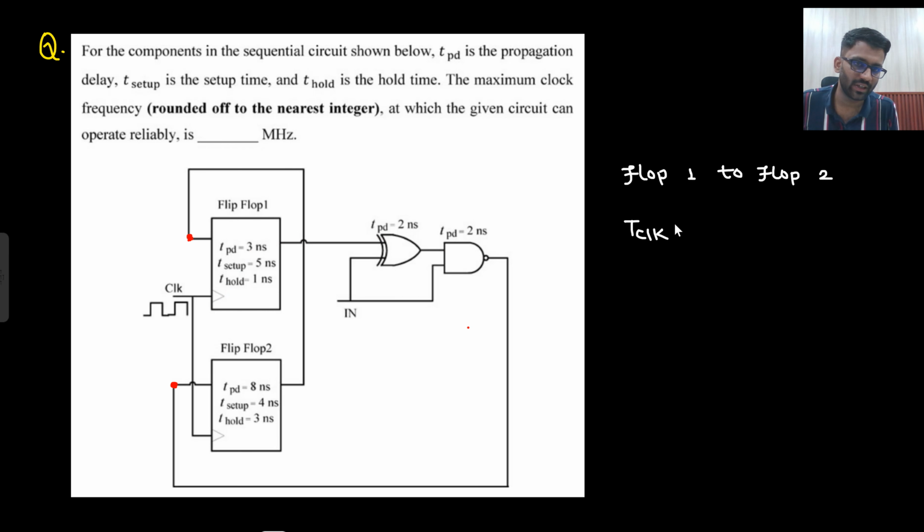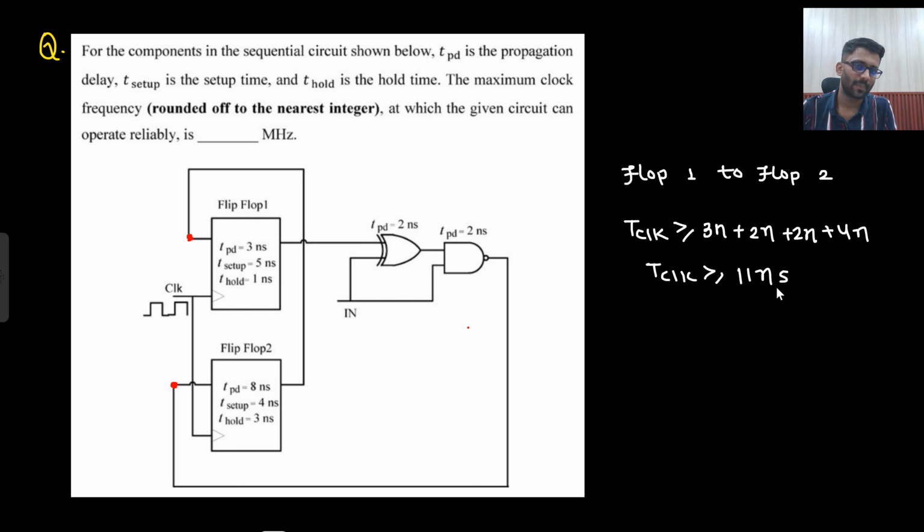So T clock should be greater than or equals to 3 nanosecond plus 2 nanosecond plus 2 nanosecond. We have reached till here. Now my data is constant. I need 4 nanosecond window more. So my T clock should be greater than or equals to 5, 7, 11 nanosecond. Okay.